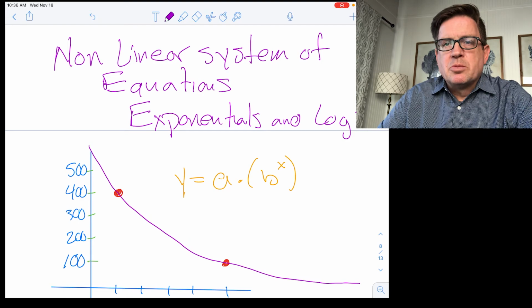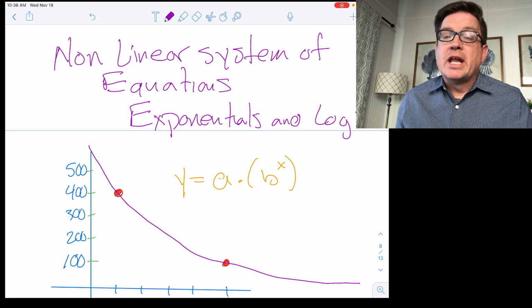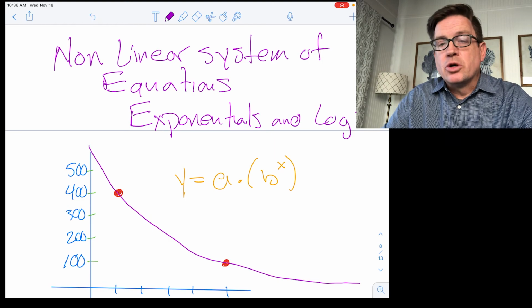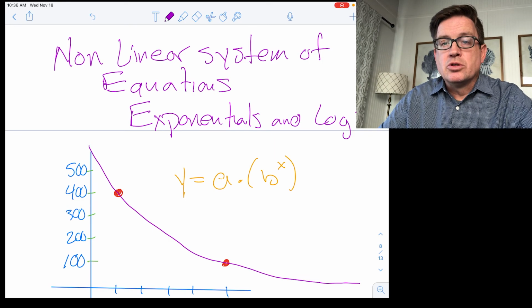I'd like to go over some nonlinear systems of equations using exponentials and logarithms and show you some connections between those two and how we can use rules for logarithms to solve these.